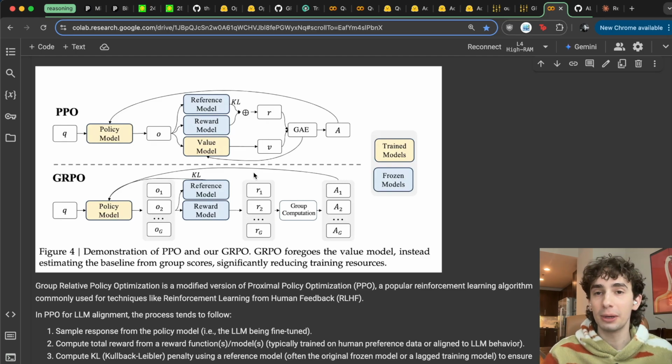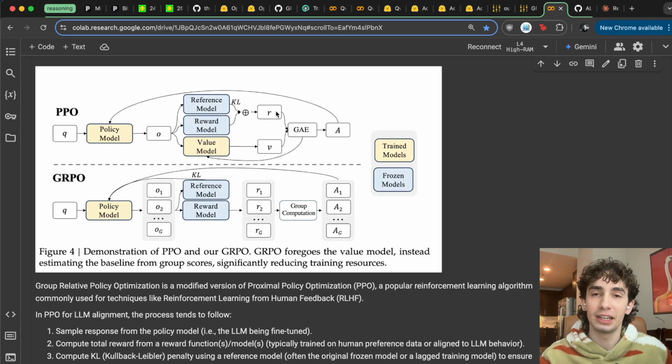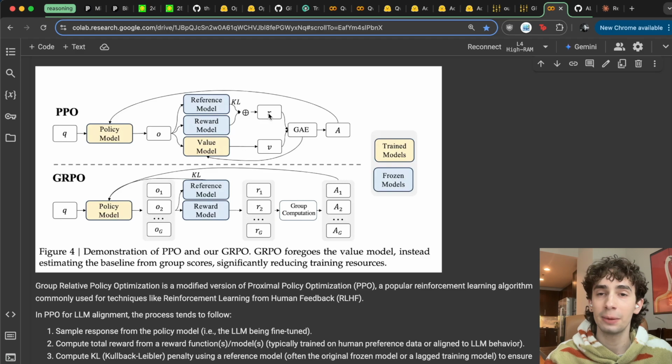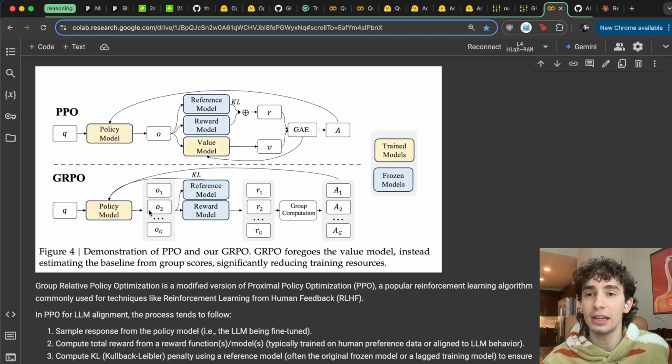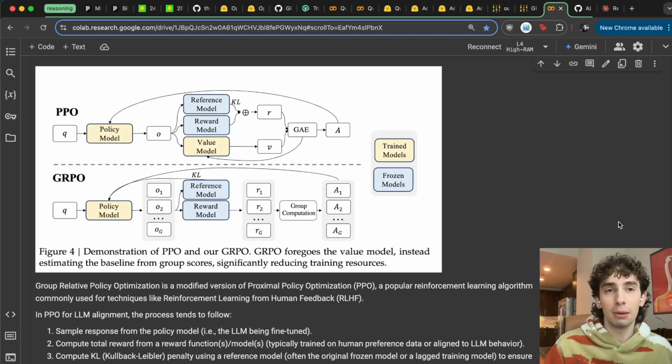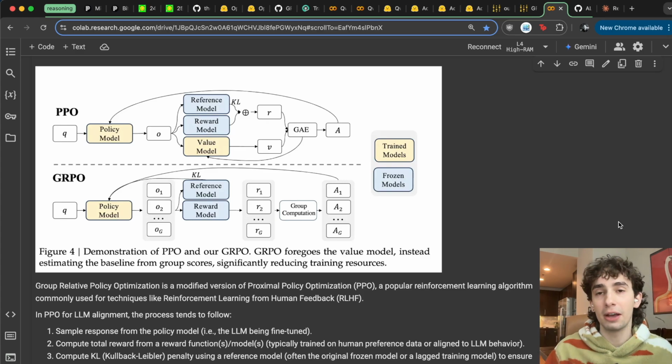Then, taking the expected future reward and comparing it against the actual reward that you were getting, you get what's called your advantage. And this advantage can be either positive or negative. A positive advantage means that we're going in the right direction and our policy model will be updated to further encourage that positive behavior, and vice versa for negative.